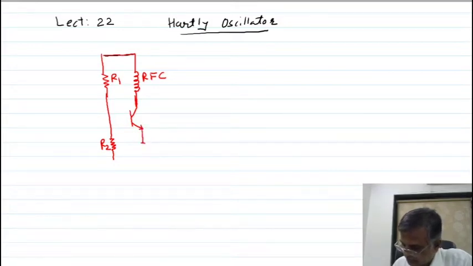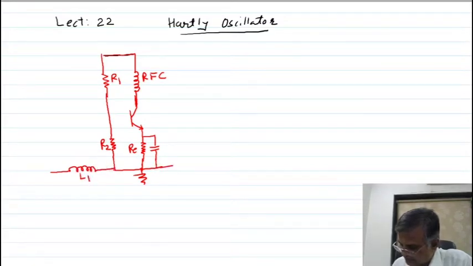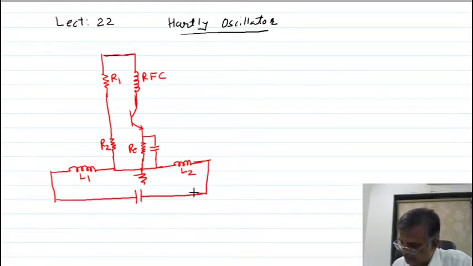This is your parallel combination of RE and CE, which provides self bias. This is a ground. Here inductor L1 is connected. Here inductor L2, it is a part of the tank circuit. This is your tank circuit, you already know. Tank circuit is the parallel combination of inductor and capacitor.